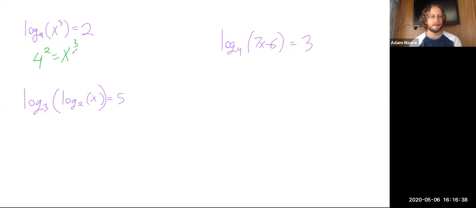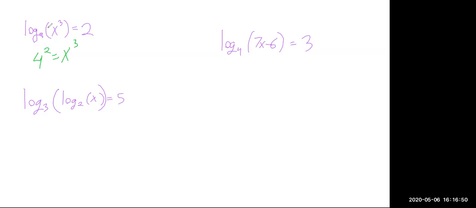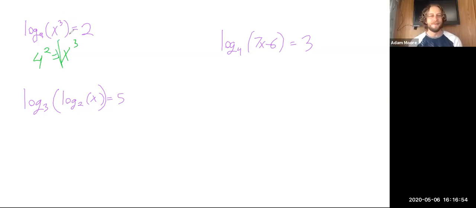And then it's like, whoa, how do I get rid of the 3 power? Cube root. Yes, I love it. And so it's cube root time, but boom.